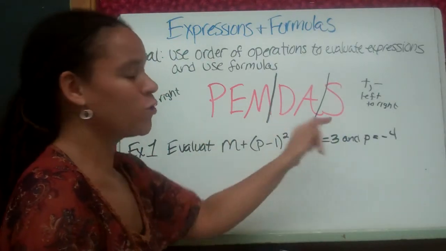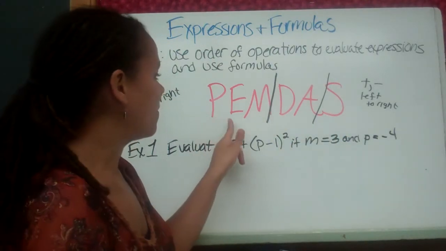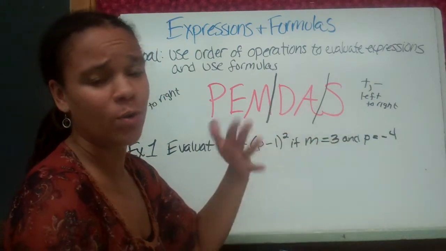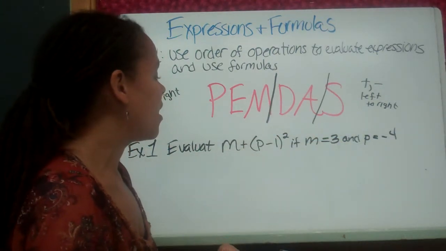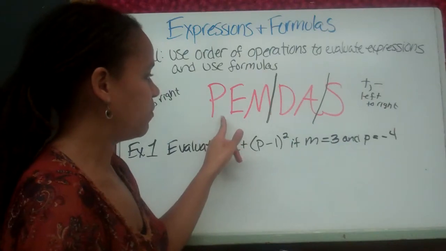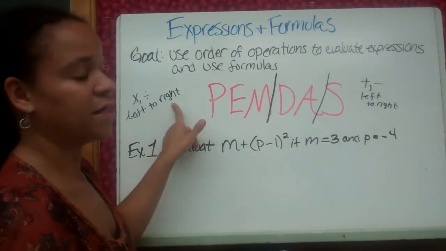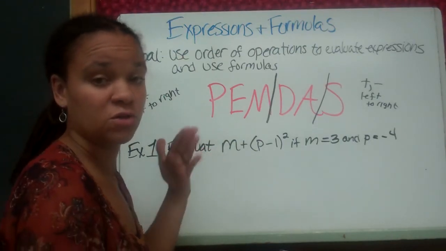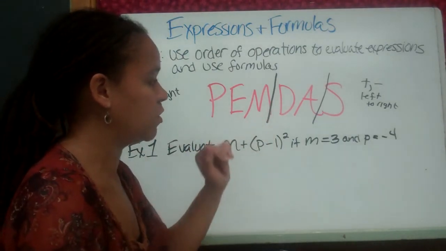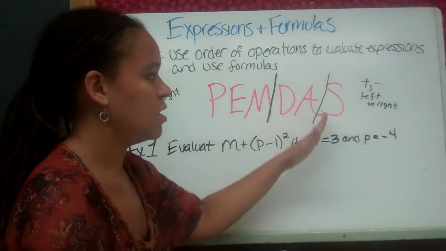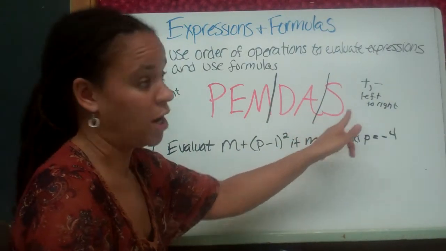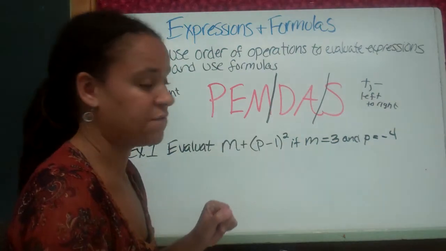The all too familiar PEMDAS, please excuse my dear Aunt Sally, or whatever the acronym is that you learned in grade school, stands for parentheses, exponents, multiplication or division, left to right. So whichever comes first, multiplication or division, when you're reading left to right, that's the one you do. Then addition and subtraction. It doesn't have to go addition then subtraction. It's whichever of those comes first, left to right.